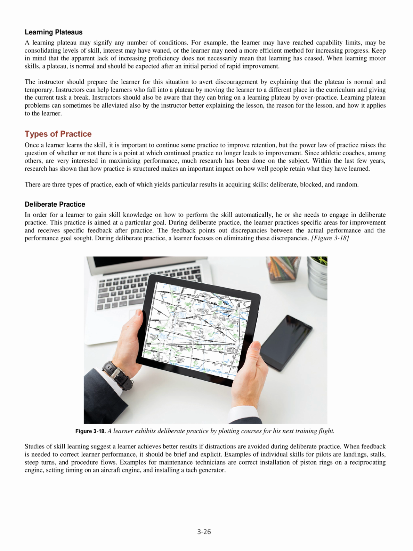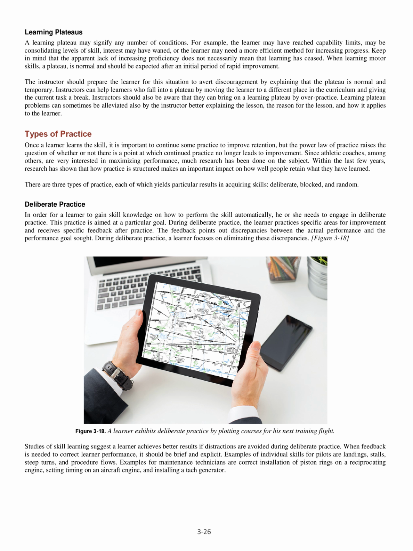Deliberate practice. In order for a learner to gain skill knowledge on how to perform the skill automatically, he or she needs to engage in deliberate practice. This practice is aimed at a particular goal. During deliberate practice, the learner practices specific areas for improvement and receives specific feedback after practice. The feedback points out discrepancies between the actual performance and the performance goal sought. During deliberate practice, a learner focuses on eliminating these discrepancies.